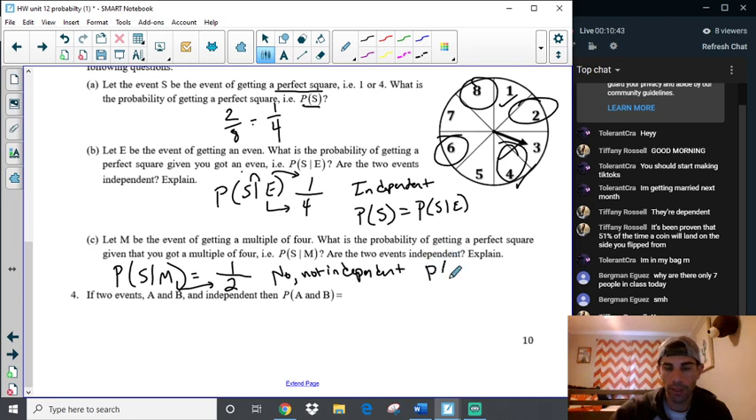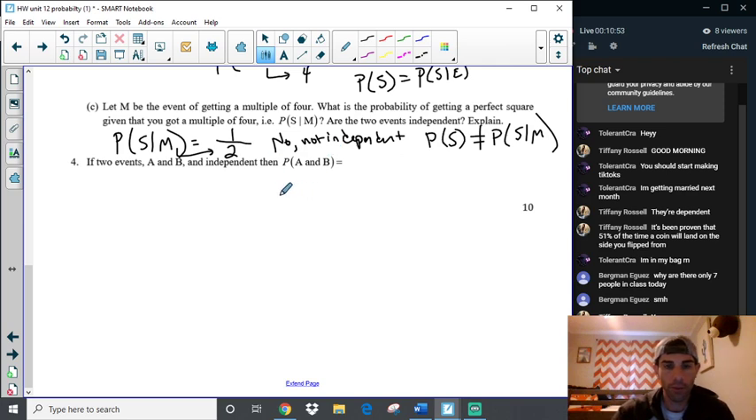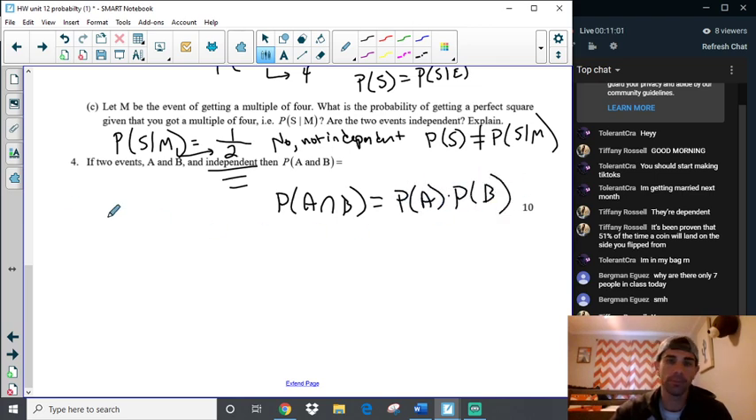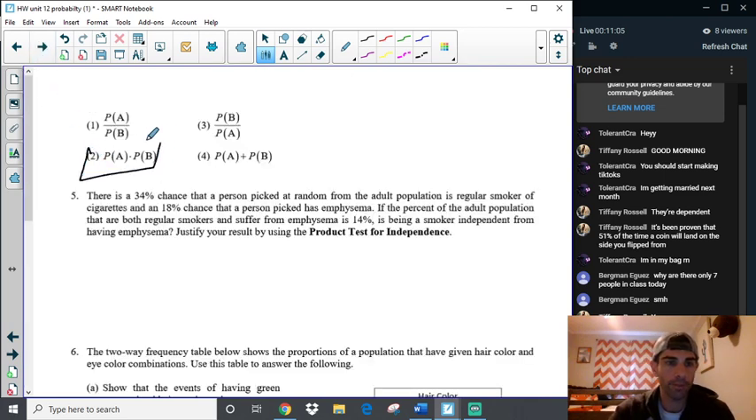The probability of S is not equal to S given N. Okay, this one just goes back to our formula, probability of A and B. If we're going to prove independence, remember we just multiply our two probabilities. And this one was a multiple choice question, choice 2.